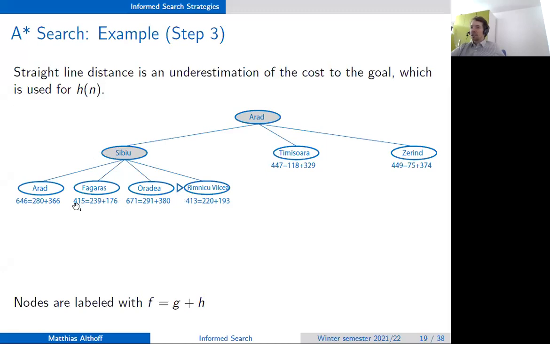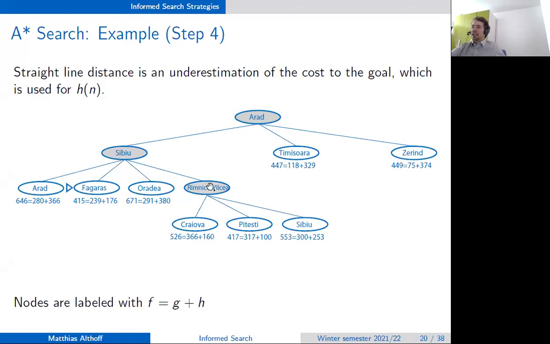It's slightly better than this one. And this is definitely the node with the smallest overall costs. So we expand Rimnicu Vilcea. And now we go back because now Fagaras has smaller costs.